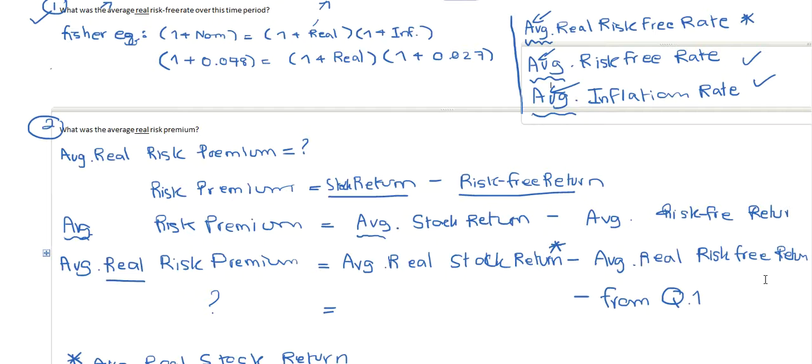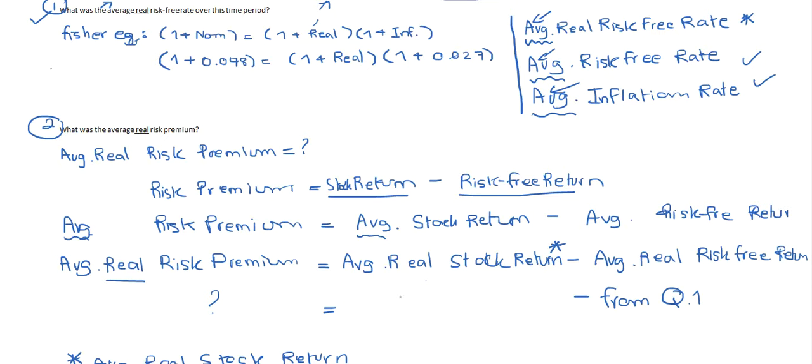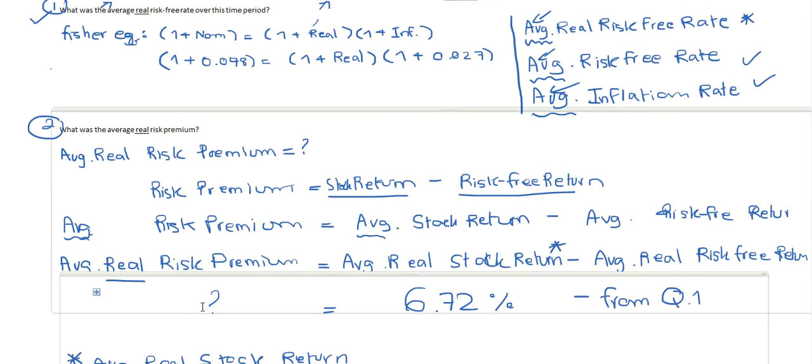So once I got this, I go back to this step right here. See, this is what we need to find. So I put 6.72% right here, subtract with whatever I got from question 1, which is average real risk-free return. Subtract them, then I'm gonna get average real risk premium. So I hope this video will help you learn how to work on question 21. Okay.